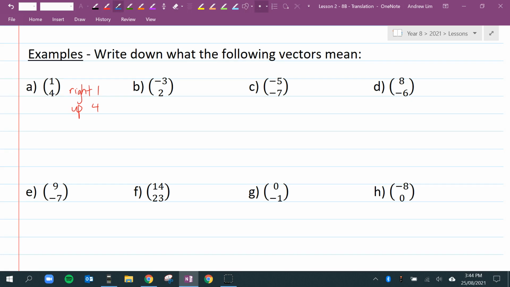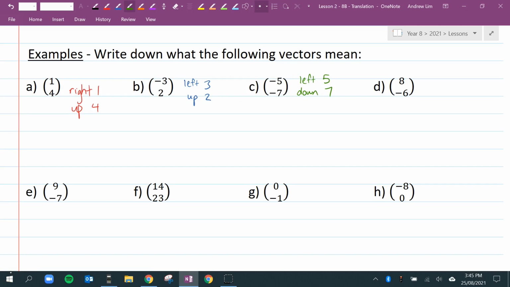B: (-3, 2). Because the top number is negative, it tells us we're going left 3. Bottom number is positive, so we are going up 2. C: Top number is negative, so we're going left 5 units. Bottom number is negative, so we're going down 7 units.